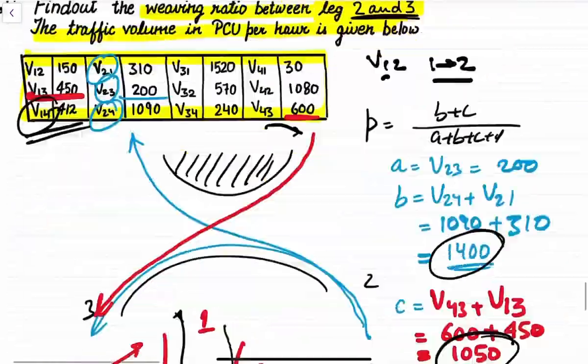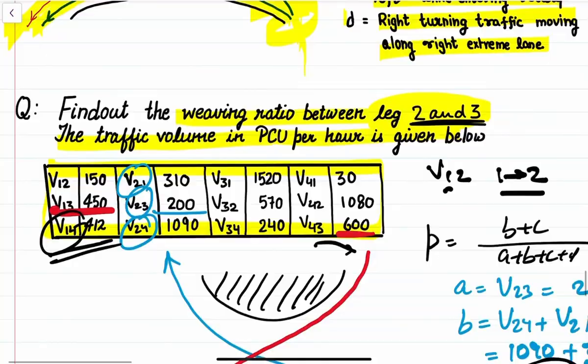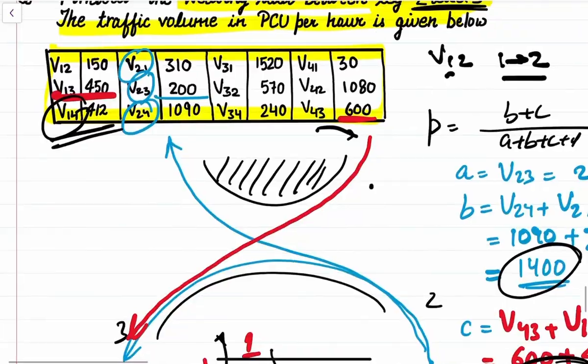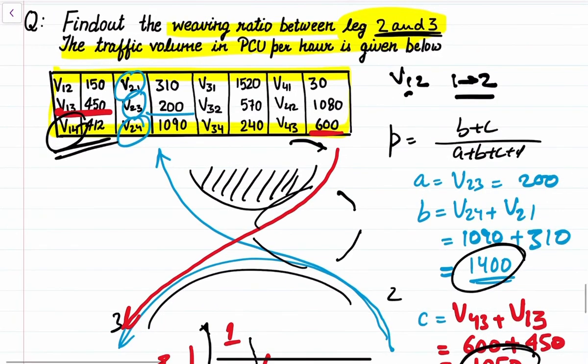You can try it by yourself also. You can try to find out the weaving ratio for legs 1 to 2, 2 to 3, 3 to 4, and 4 to 1, and post the values in the comment section, and we'll see who posts the right values. And in case you have any doubt, we are going to do some more numericals in the coming lectures, so keep track of the upcoming lectures.